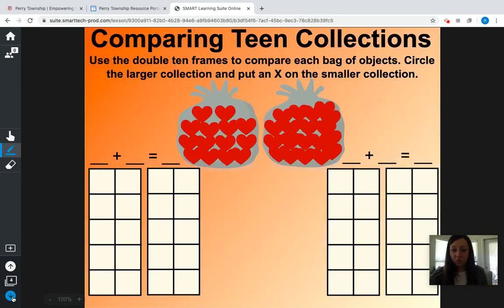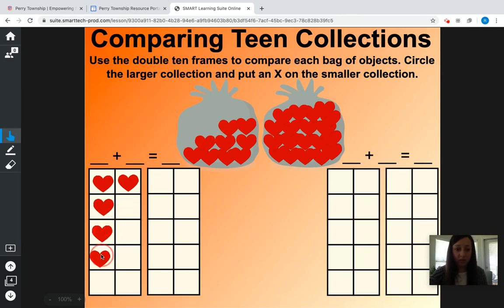Okay, so we're going to use our double tens frames here to help us compare the two numbers of objects. So let's go ahead and fill up. Do you think, since we're working with teen numbers, this first tens frame on both of these is going to be all filled up? Yep, I think so too. Good job. Those are going to be filled up every time because when we're working with teen numbers, it's numbers 10 or bigger. So we know that a tens frame is probably going to be all filled up in all of these.